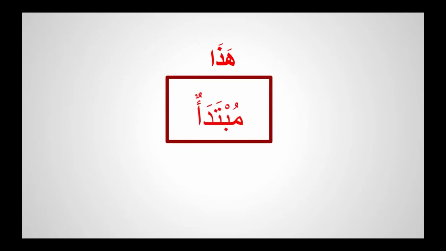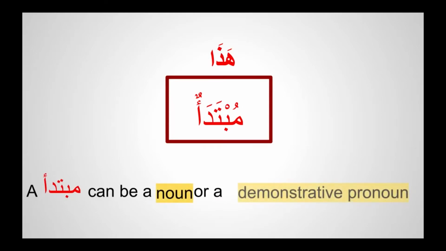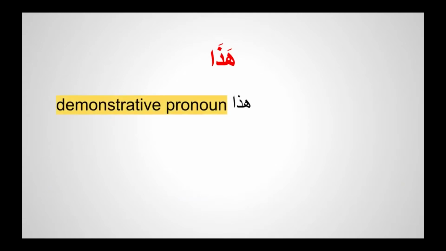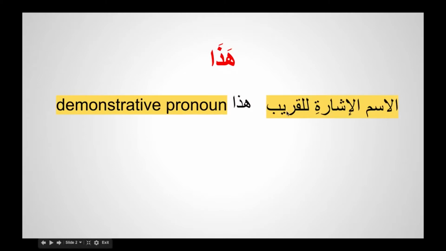and we know that hada comes as a mubtada. So just quickly going back to mubtada, mubtada can be a noun or it can be a demonstrative pronoun. So we know now demonstrative pronoun hada. So let's see what this demonstrative pronoun is called in Arabic. In Arabic, it's called al-ismul isharatu lil qarib.